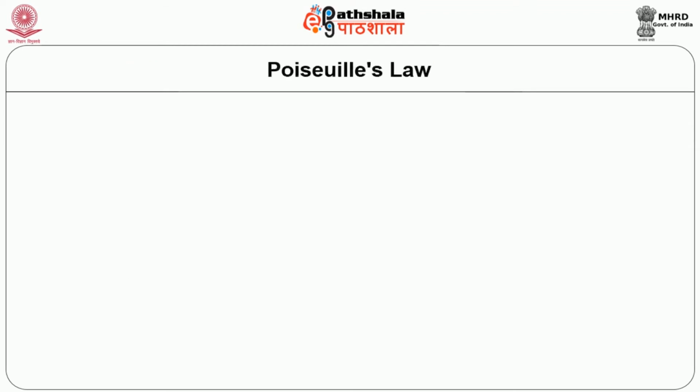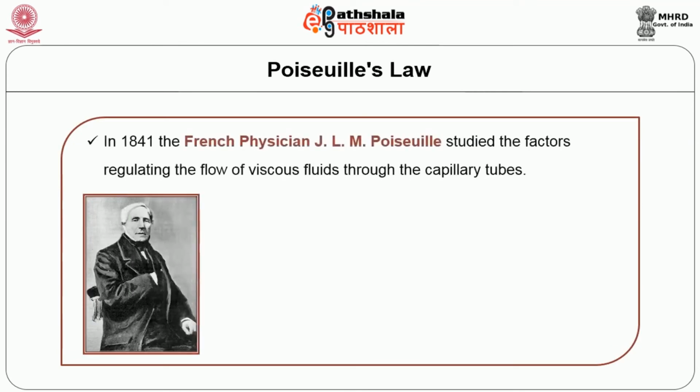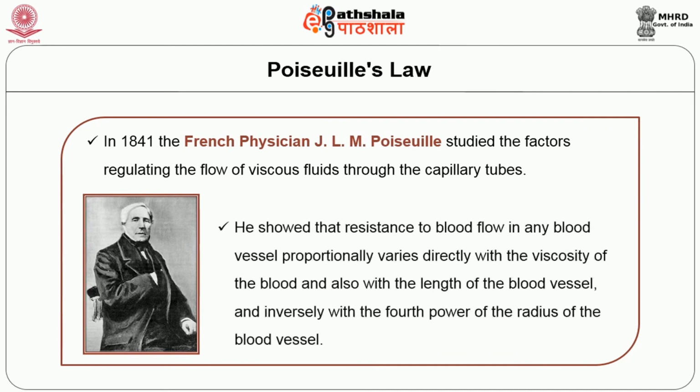Next we move on to Poiseuille's law. In 1841, the French physician Poiseuille studied the factors regulating the flow of viscous fluids through capillary tubes. He showed that resistance to blood flow in any blood vessel varies directly with the viscosity of blood and also with the length of the blood vessel, and inversely with the fourth power of the radius of the blood vessel.